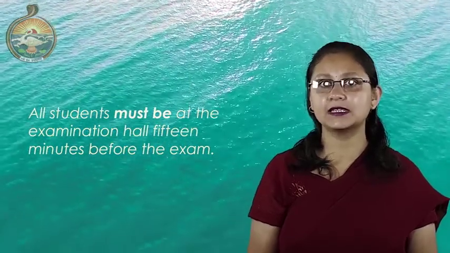Now, we must see and not have to in formal written notices or rules that an organization has made itself. For example, all the students must be at the examination hall 15 minutes before the exam starts. Again, we can often use either have to or must in a sentence. But there is a big difference in meaning between don't have to and mustn't.